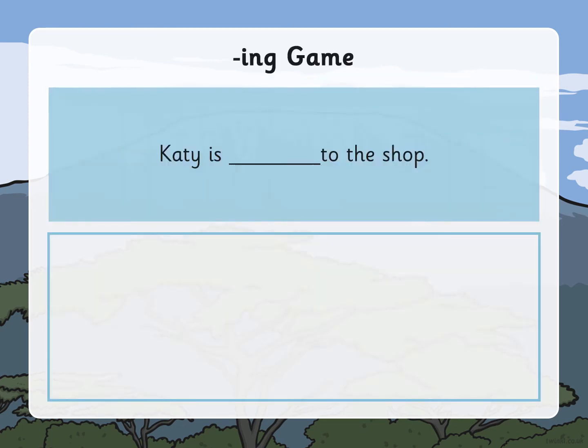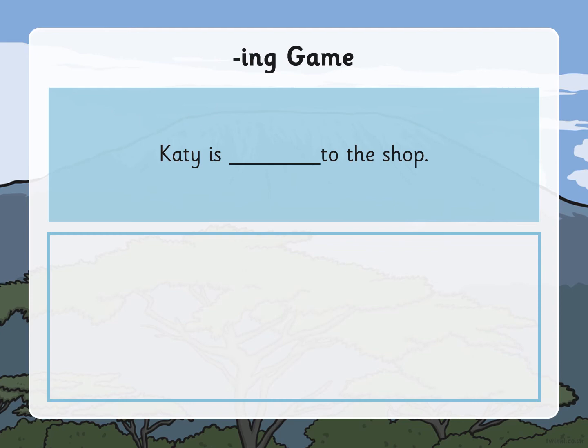So now we're going to play a little game. I'm going to read you a sentence with a word missing in the middle. I want you to think of a verb that could be added to this sentence. Make sure your verb contains the ing suffix. Right, let's have a go. Katie is something to the shop. Pause the video here and write down a word that you think would fit into this sentence.